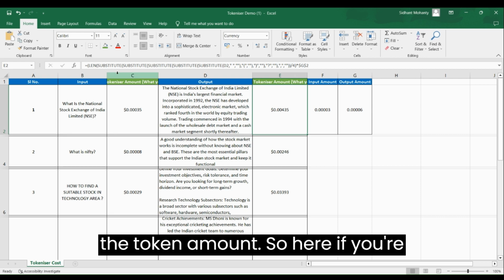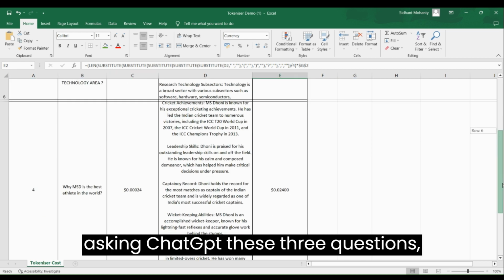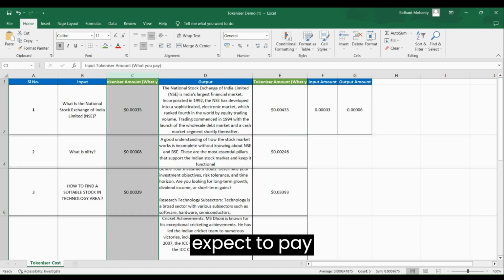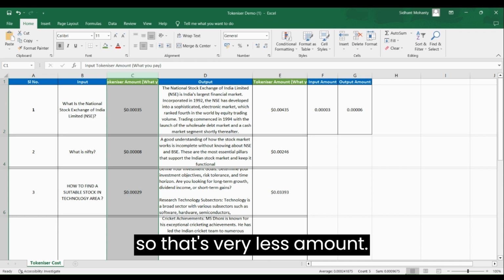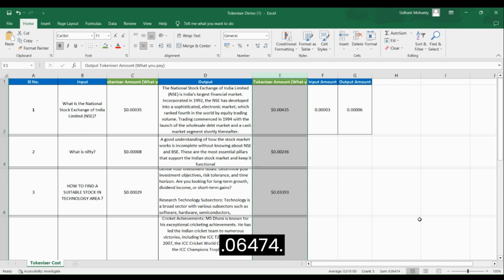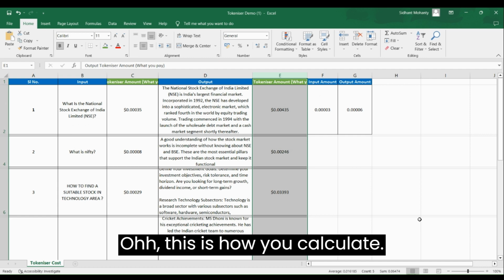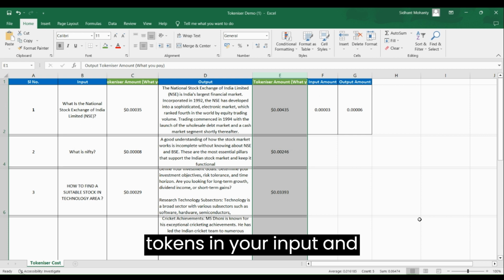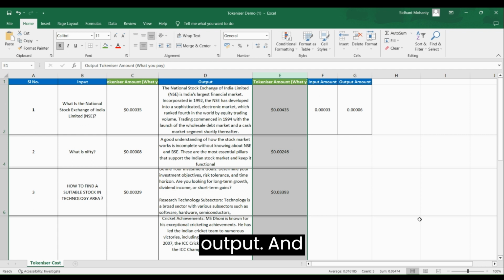So here, if you're asking ChatGPT these questions, okay, these are 4, you can expect to pay 0.00096575. So that's a very small amount. And for the output, you can expect to pay 0.06474. So this is how you calculate the token amount and number of tokens in your input and output.